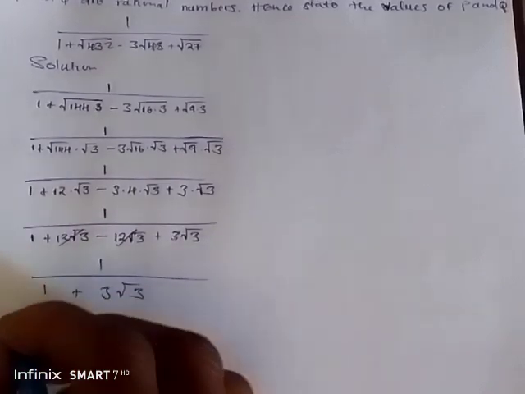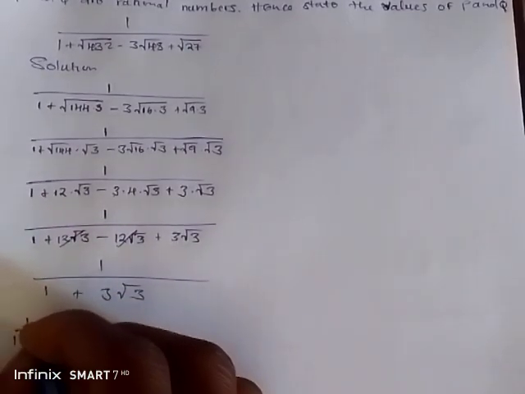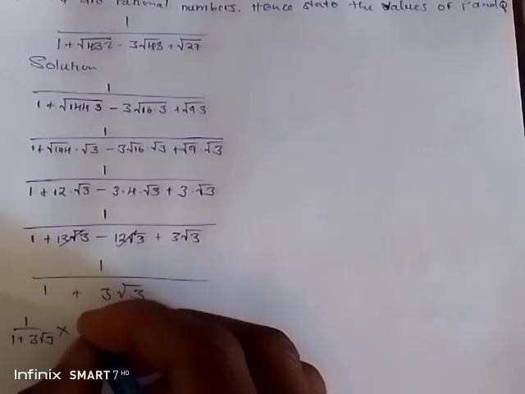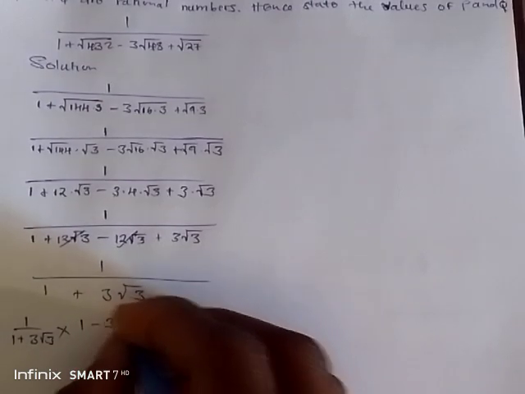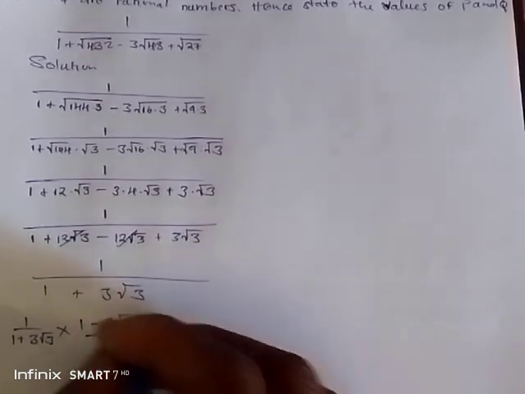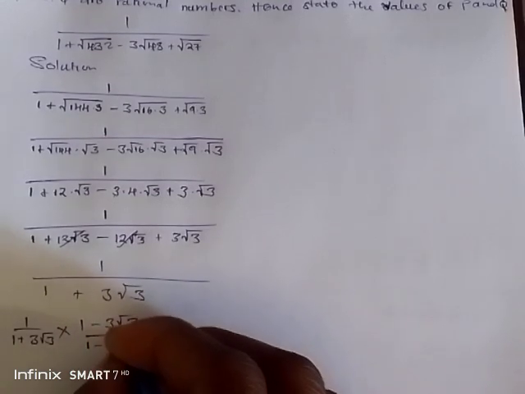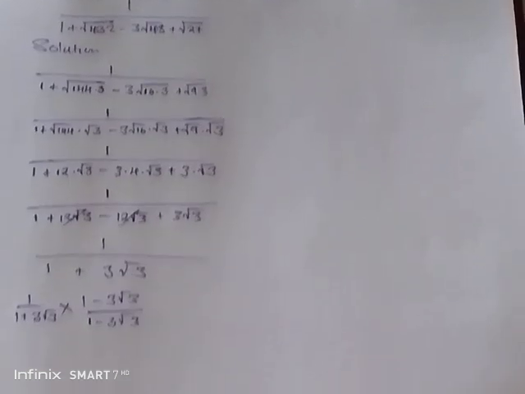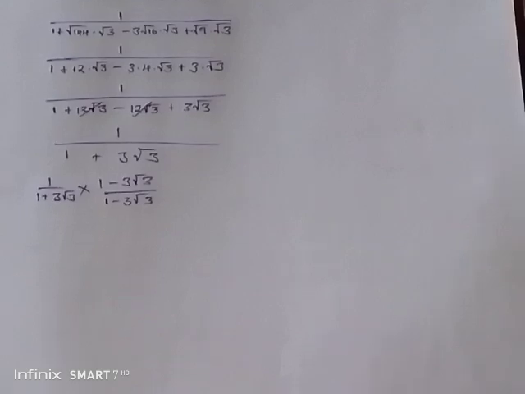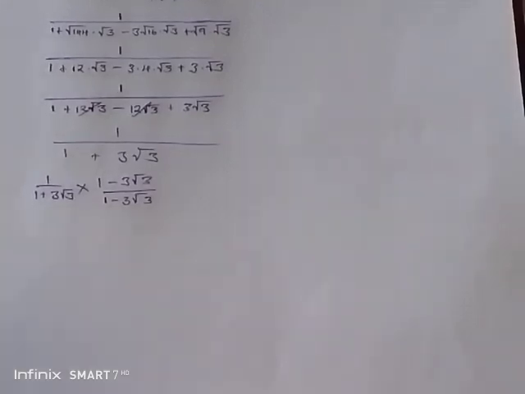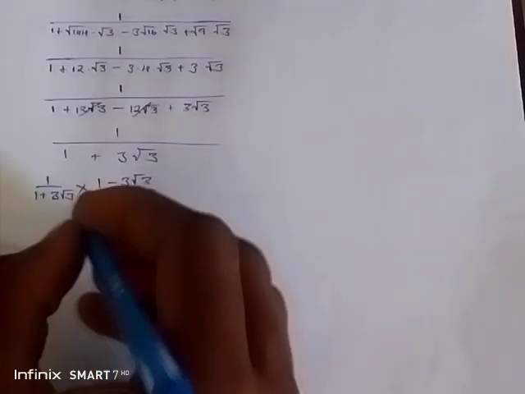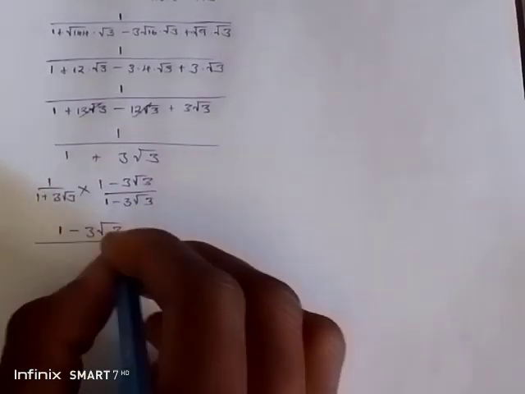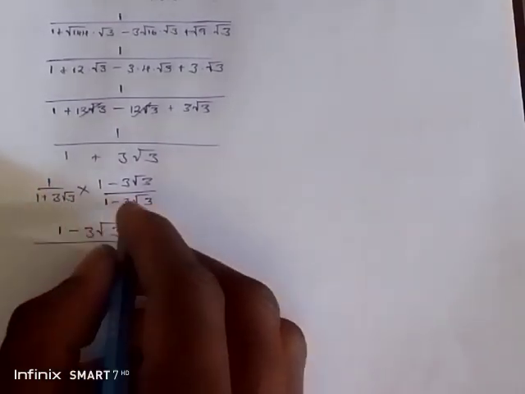So it will be 1 over 1 plus 3 root 3 times, okay, we are now multiplying 1 minus 3 root 3 over the same thing. Yes, like this. So after we have done this, we now need to multiply and see what we are going to get. So 1 times this thing, we are just going to get that very thing there. Over, we need now to multiply this by this.